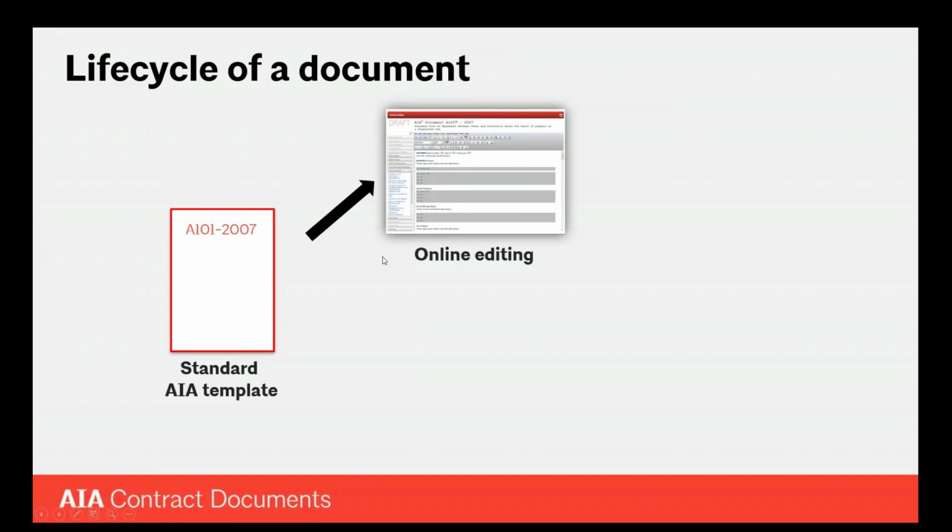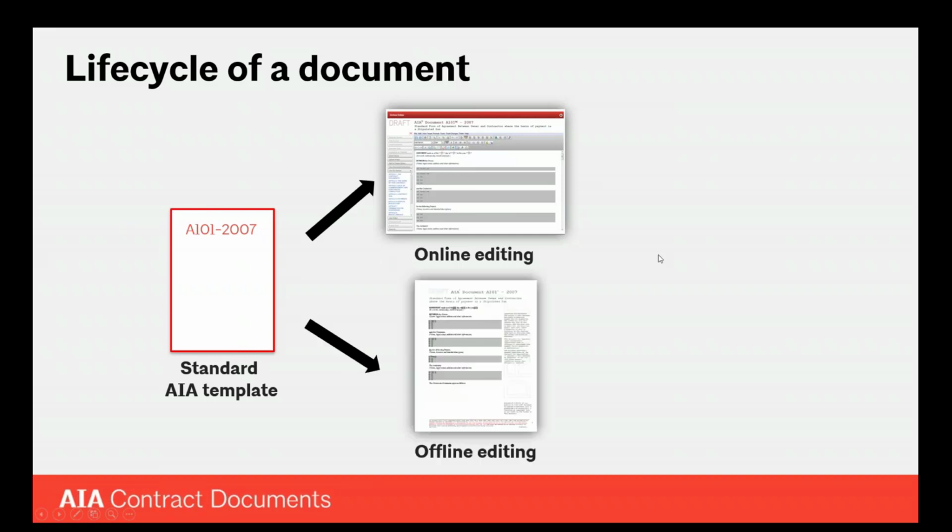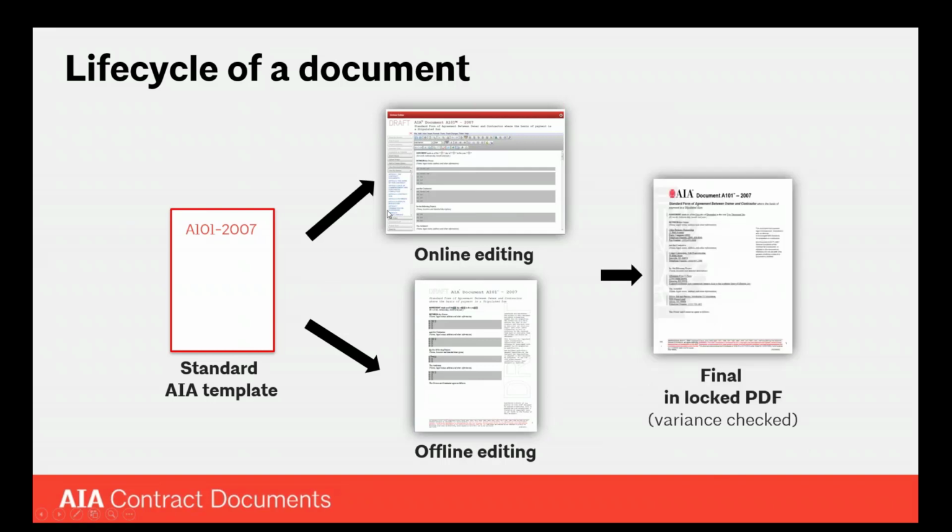Otherwise, for your agreements, so your other contracts, they're going to open by default in offline editing, which means they'll download as a Microsoft Word document onto your computer. So then you'll make your edits in the Microsoft Word document and re-import into your project in the online service. So either way, you'll end up finalizing that draft, and that'll give you a final locked PDF that's going to be variance checked, which means that your changes will be marked in the final, either throughout the document or at the very end in an additions and deletions report.